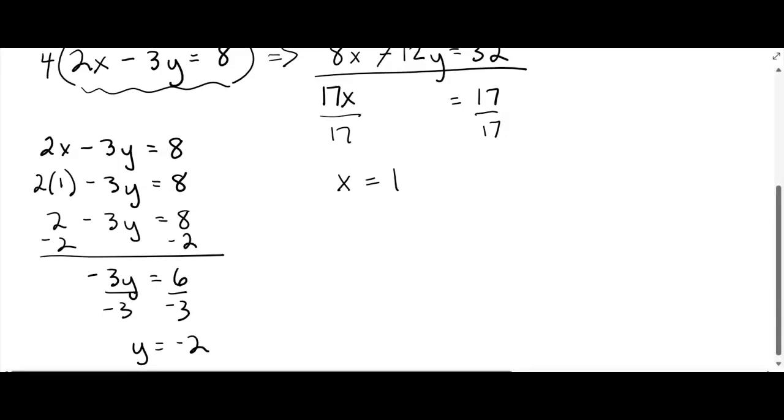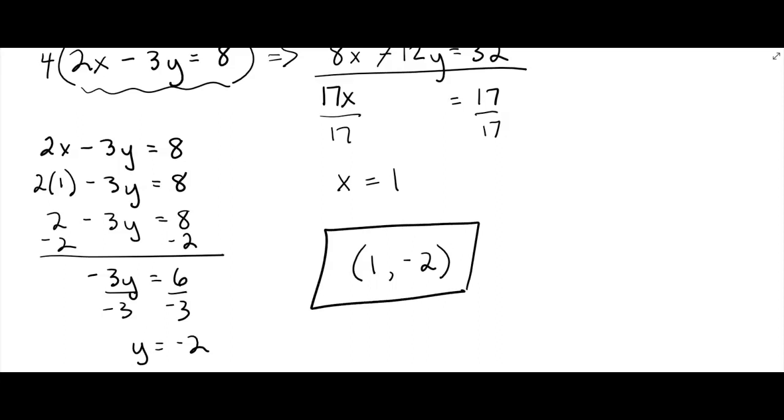Now, we are going to write the answer as an ordered pair. So we're going to write this as (1, -2). We're going to put a box around it, and it's good to go. That's how you do the first problem.